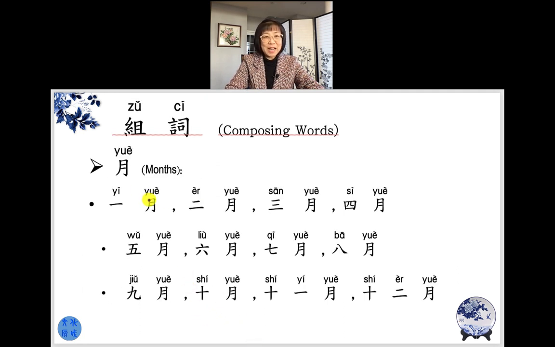Next group. Now we're going to say month. You know this character, 月, meaning the moon. Let's combine the numbers 1 through 12 to make 12 months. 一月, 二月, 三月, 四月, 五月, 六月, 七月, 八月, 九月, 十月, 十一月, 十二月. So did you figure out what they are?